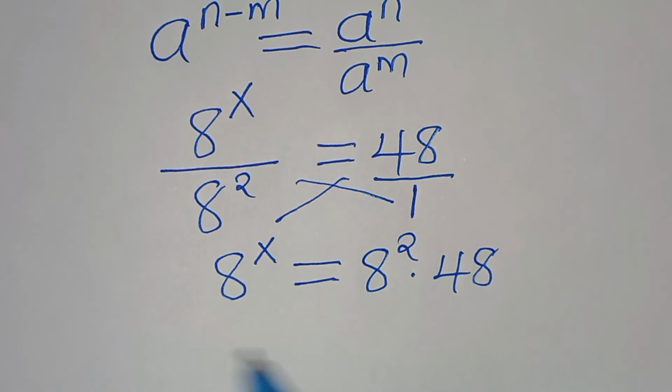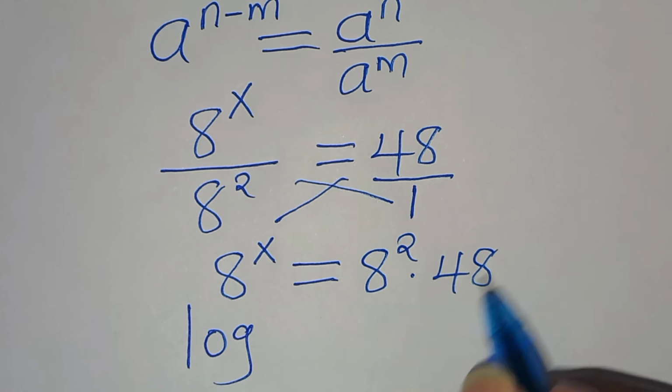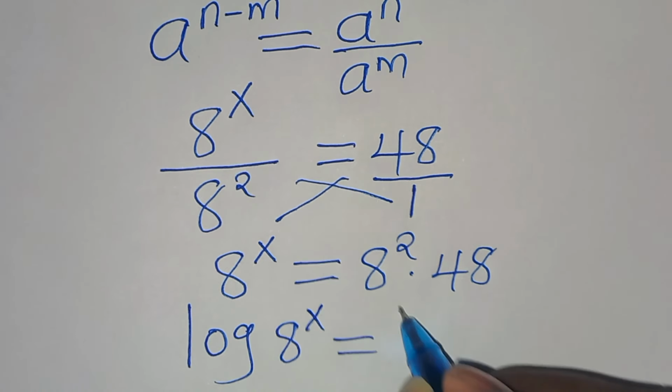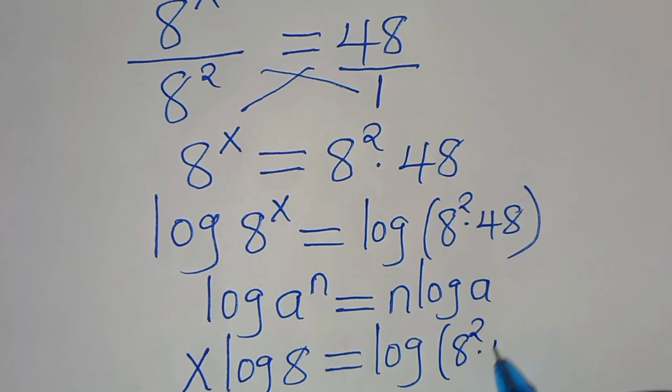To solve for x here, we introduce logarithm on both sides so that we have log 8 to the power of x equal to log 8 to the power of 2 multiplied by 48. Now, log 8 to the power of x is in the form of log a to the power of n, which we can express as n log a. Applying this power rule property of logarithm, log 8 to the power of x becomes x log 8, equal to log 8 to the power of 2 multiplied by 48.